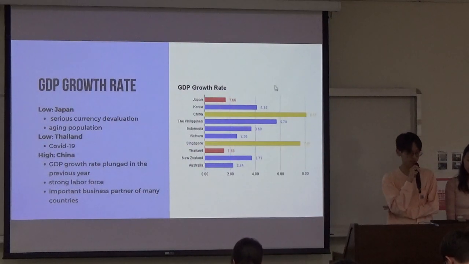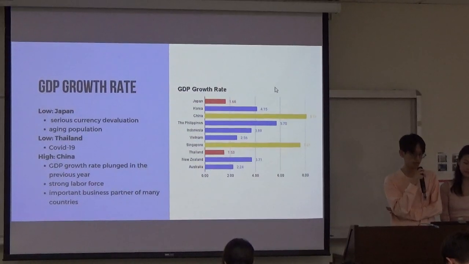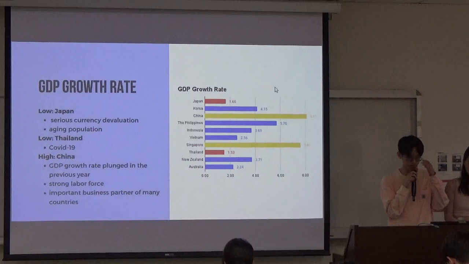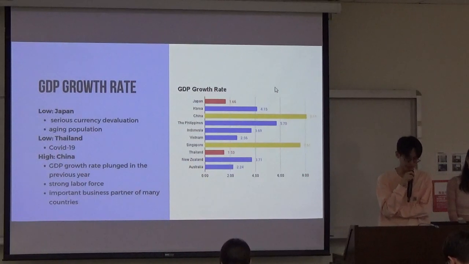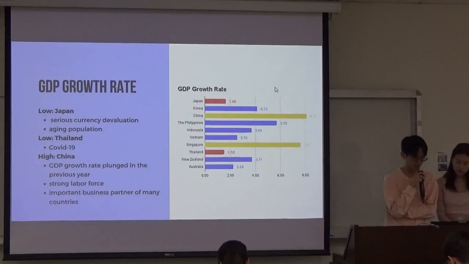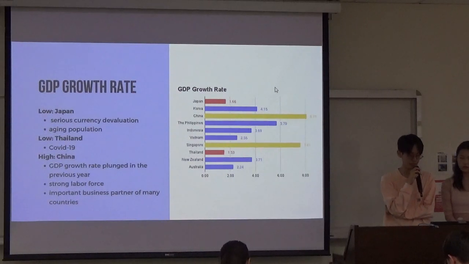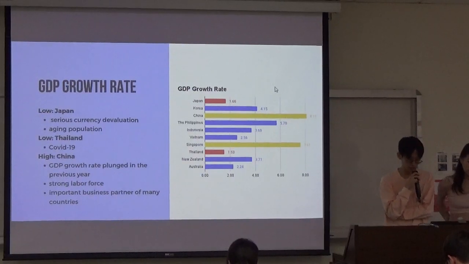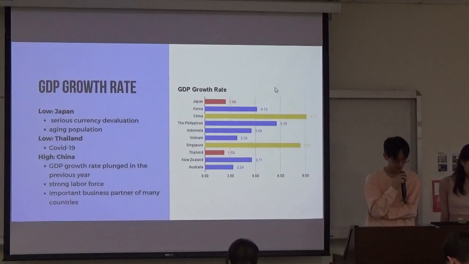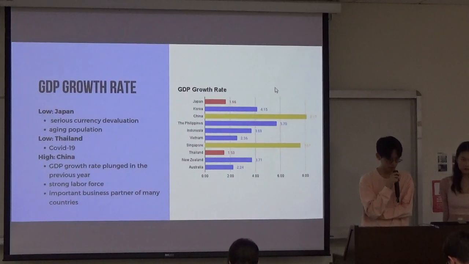In this region, the growth rates of Japan and Thailand are low, about 1.6%. The reason for Japan is their currency devaluation problem and aging population. The reason for Thailand is COVID-19. Their tourism industry has been hugely affected. As for China, their GDP growth rate is 8.1%. And there are 3 causes: a low base period, a strong labor force, and being an important business partner of many countries.